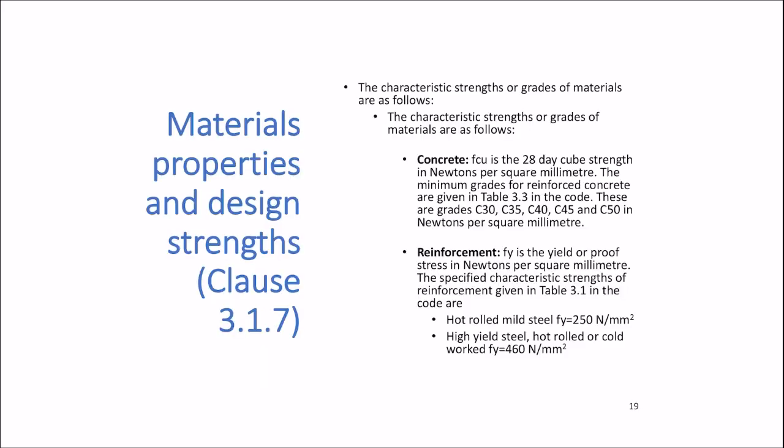The characteristic strength of grades of material are as follows. Concrete, the FCU. FCU ni adalah compressive strength. You ada nampak untuk steel, FY kita panggil this one adalah tensile strength. For concrete, we call it FCU. It is compressive strength. FCU is 28 days cube strength in Newton per square millimeter. The minimum grade for RC are given in table 3.3.